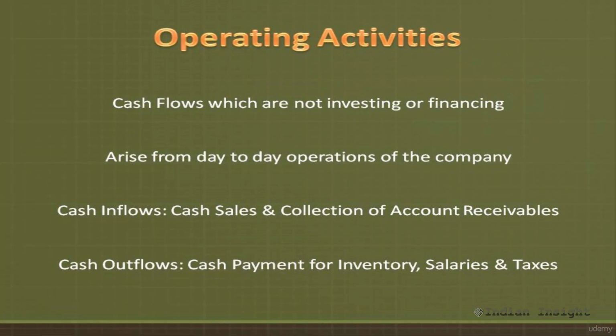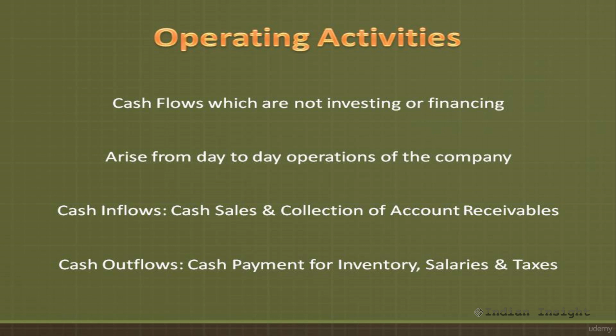Then lastly, you have cash flow from operating activities. These are activities not classified as either investing activity or financing activity, and they generally involve cash effects of transactions that determine net income, and hence they arise from day-to-day operations of the company. So all your cash flows which arise from day-to-day operations of the company are classified as cash flow from operating activities. The cash effects of these transactions directly determine your net income of the company. Hence operating activities include the company's day-to-day activities that create revenues such as selling inventory or providing services.